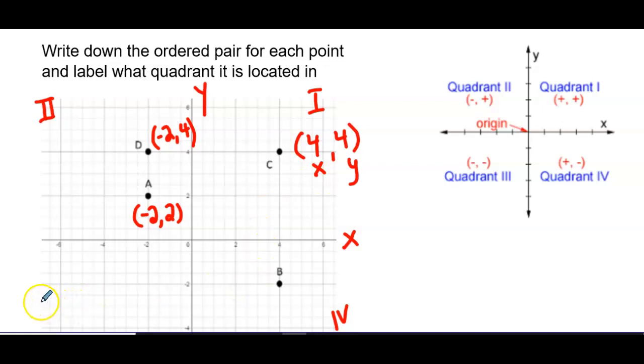We did not have anything over here in quadrant 3, that's fine. But for quadrant 4, our x has to come first, and then our y value. The order does matter. X has to come before y. You cannot switch the order.